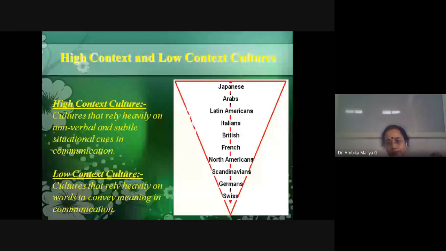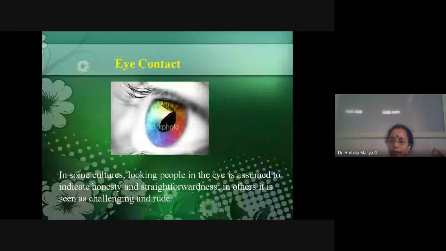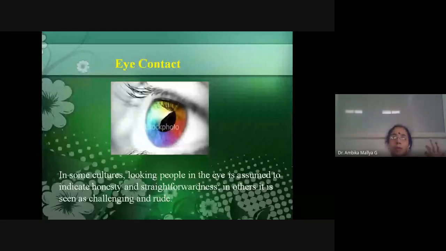Eye contact. See, in some cultures, looking people in the eye is assumed to indicate honesty, and straightforwardness. That is in Western culture. Whereas in our culture, we see it as rude. You're not supposed to. But haven't you seen that Baap Beta scene in any movie, or Sas Bahu serial? The Bahu cannot look the Sas in the eye. Oh, God forbid. She always has to look demure, look down. God knows what she'll be thinking, but whatever. She cannot make eye contact. That is supposed to be very rude.